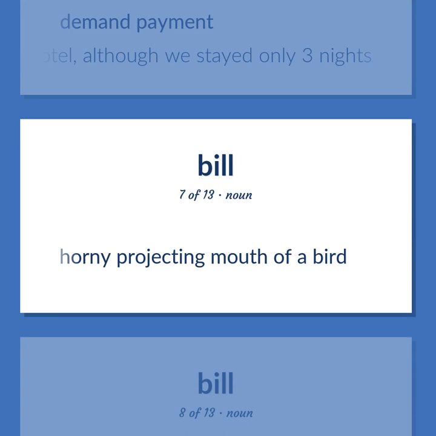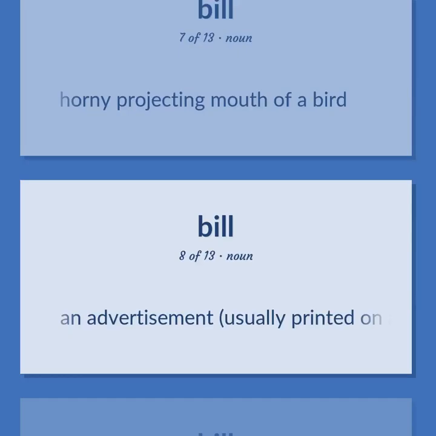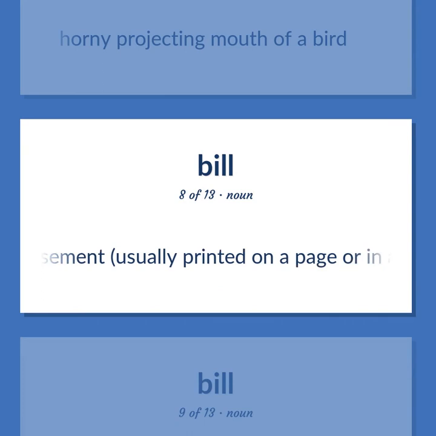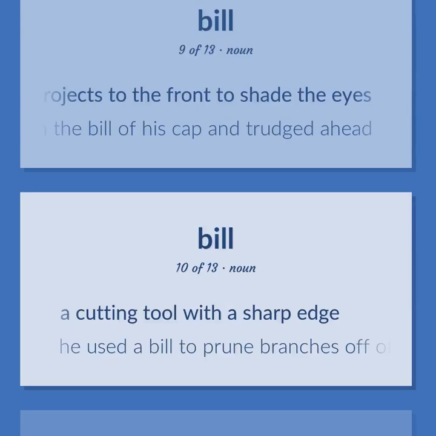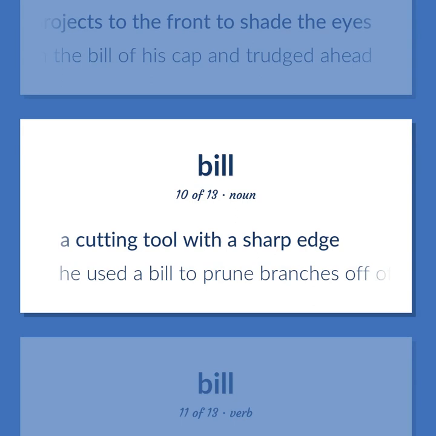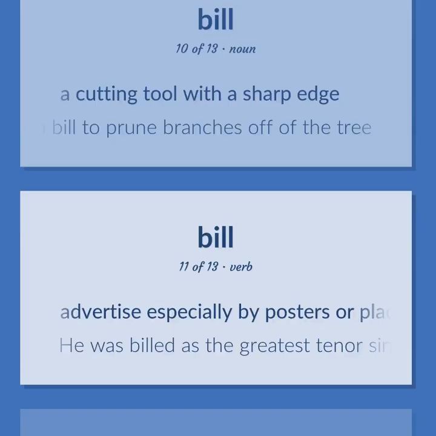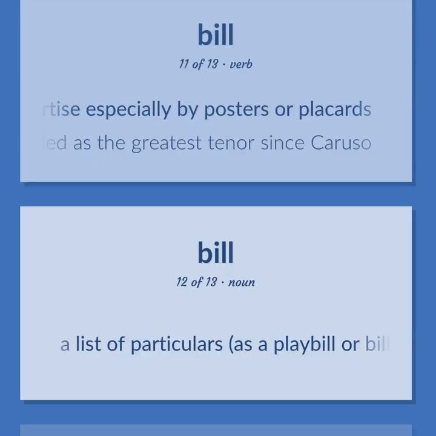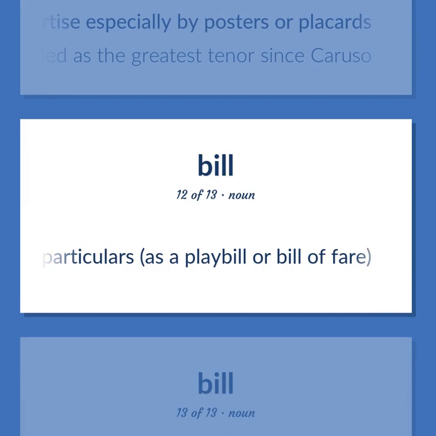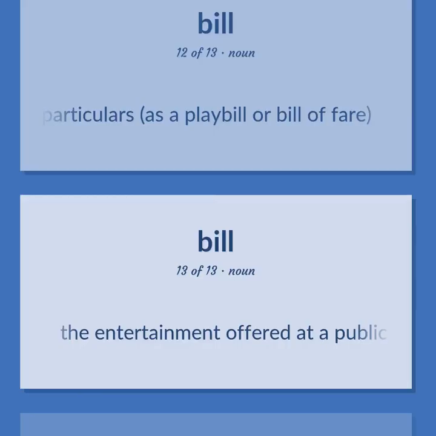Horny projecting mouth of a bird. A brim that projects to the front to shade the eyes. He pulled down the bill of his cap and trudged ahead. A cutting tool with a sharp edge. He used a bill to prune branches off of the tree. Advertise especially by posters or placards. He was billed as the greatest tenor since Caruso. A list of particulars, as a playbill or bill of fare. The entertainment offered at a public presentation.